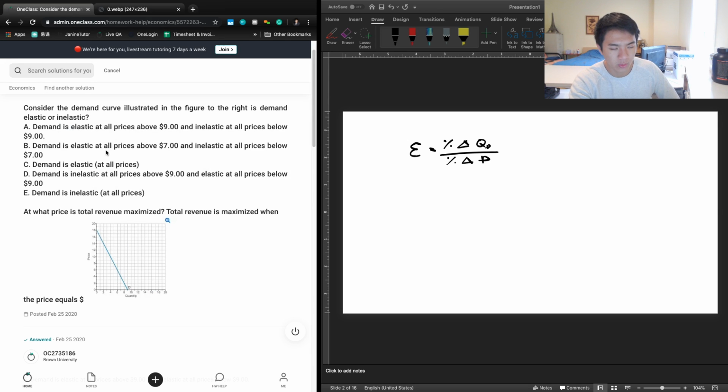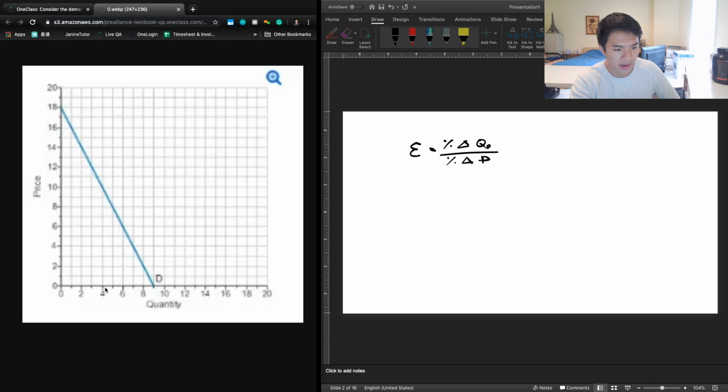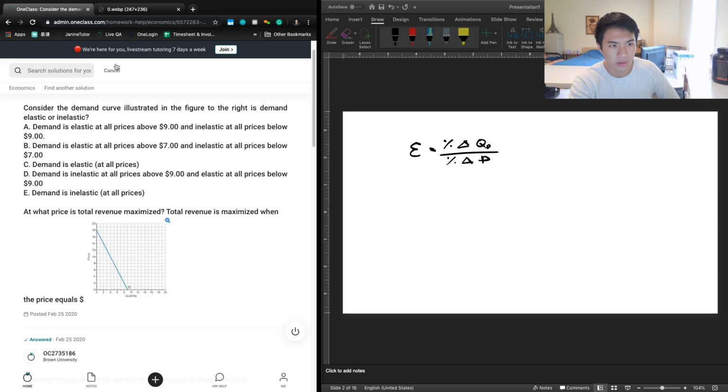And so we're going to say that A is correct. Demand is elastic at all prices above $9. $9 is the price at 4.5 units, right? Any point above that is going to be elastic, and any point below $9 is going to be inelastic. And then it asks us at what price is total revenue maximized.